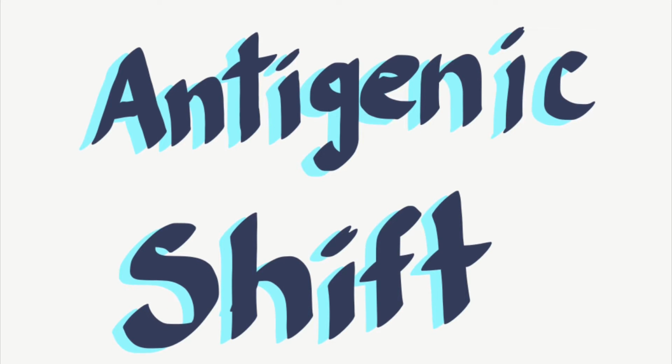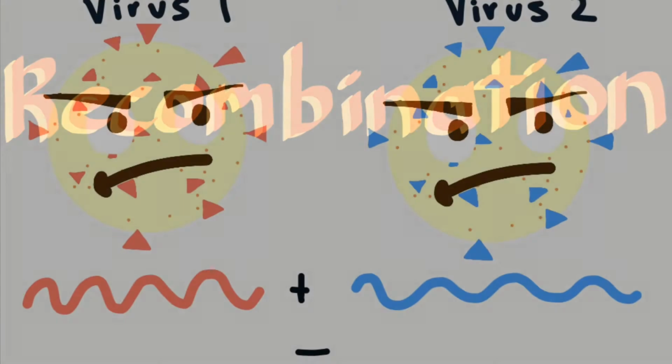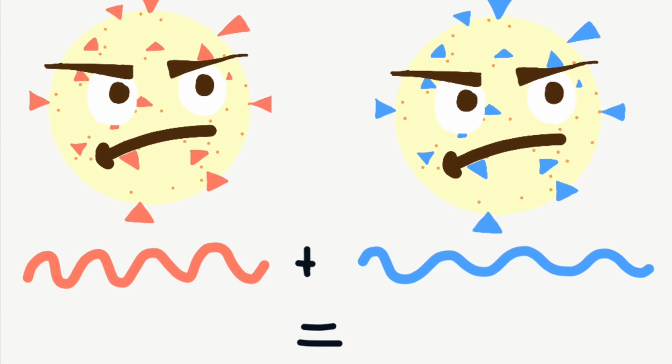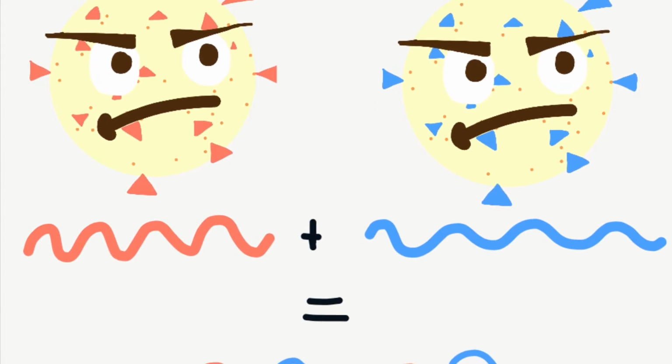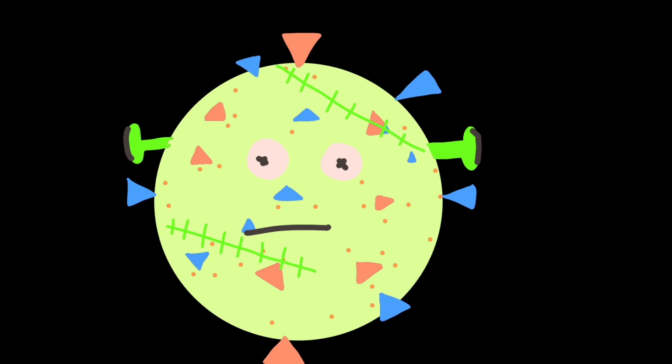There are two types of antigenic shift, recombination and reassortment. Recombination occurs when two viruses with single-strand genomes end up infecting the same host cell. Then the strands will be stitched together to create the new virus's genome. This creates a scary Frankenstein-type virus.